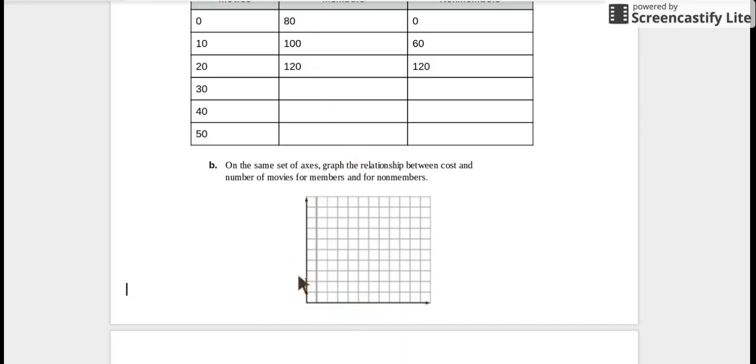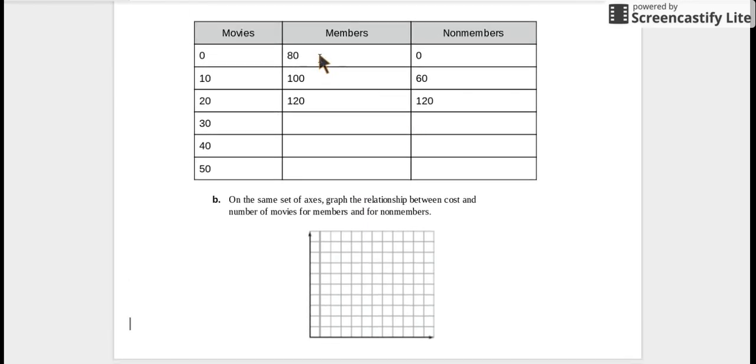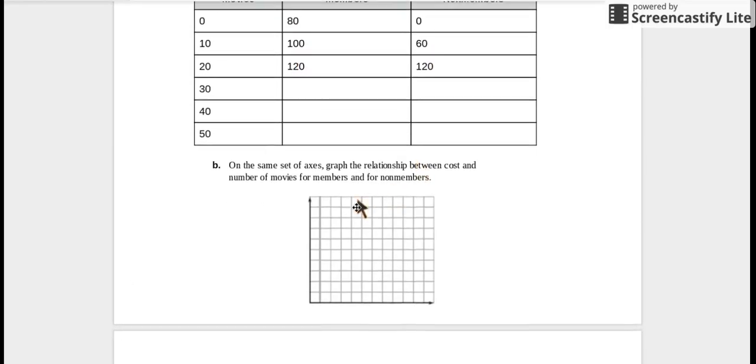Now determine your Y values. You have to look at how much it costs to get 50, how much you had to pay for 50 movies for the members and the non-members. So this information is going to give you one line, and this information is going to give you one line. So after you figure out your scale for this side, remember your scale, you want it to be just above the total cost for your table. And after you do that, you just plot your points.